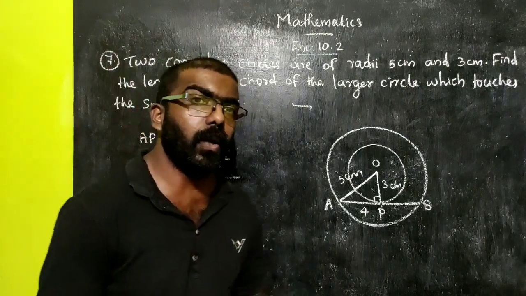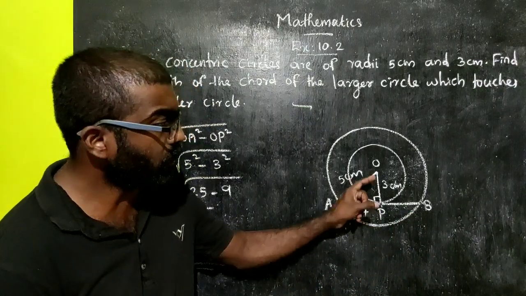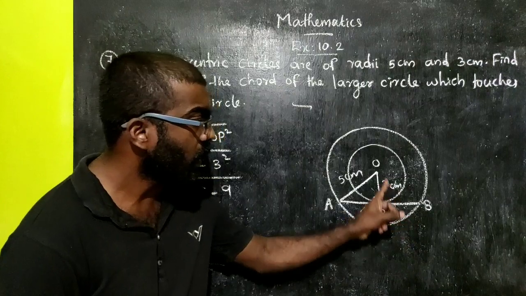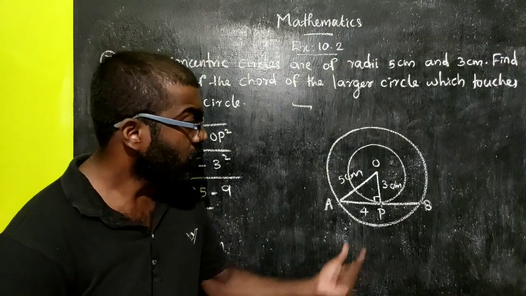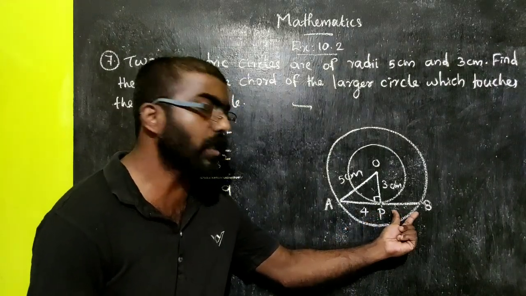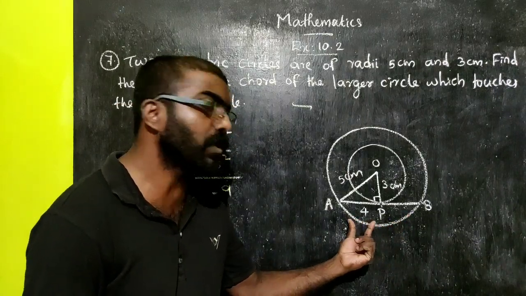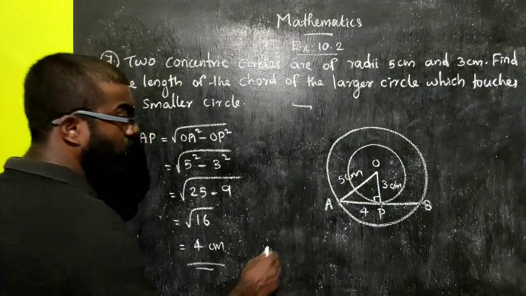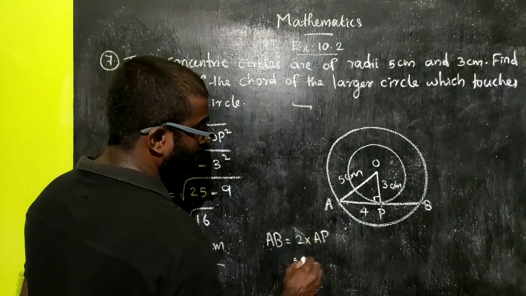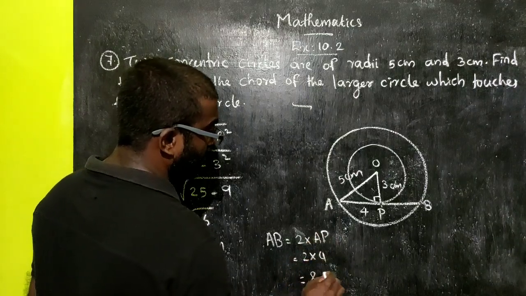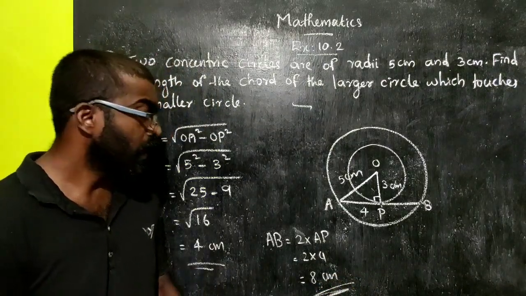And we know the perpendicular from the center to the chord bisects the chord. Here AB is the chord and OP is the perpendicular from the center. It must bisect the chord. So here AP is 4, so PB is also 4. Or we can write the length of AB as 2 times AP, which is 2 into 4, 8 centimeters. So the length of the chord will be equal to 8 centimeters.